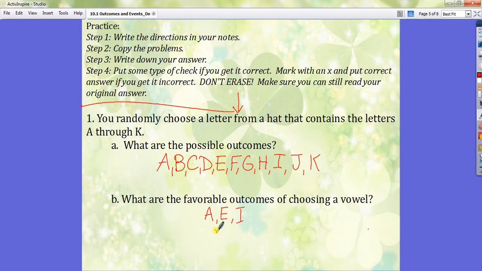I was super pleased most of you did not say 3. You listed the 3 outcomes that were a vowel, which is what they're asking you to do: A, E, and I. We don't include O and U because they're not part of this set of letters in this hat. So we stop at I.